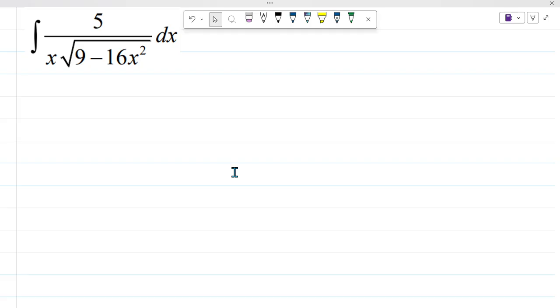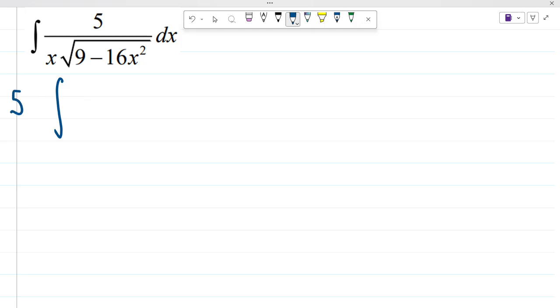So let's do this question. So now we've got the integral of 5 divided by x square root of 9 minus 16x squared dx. So the first thing is to rewrite this question in a nice way. The nice way is having a squared, also f of x squared, so that we can see whether it satisfies one of the formulas that we have there.